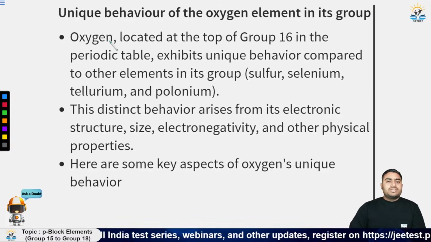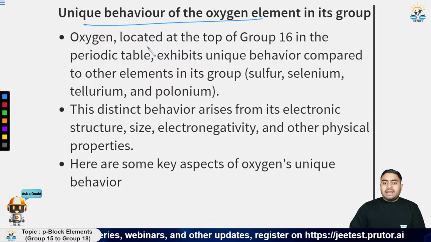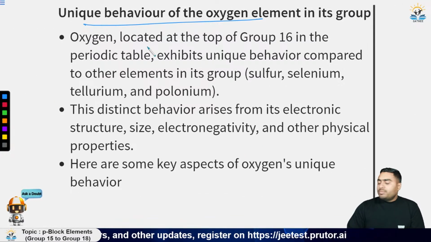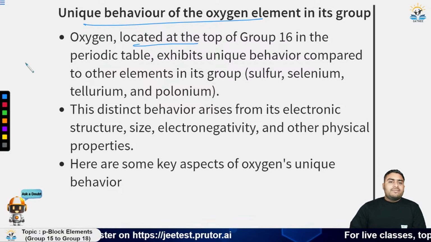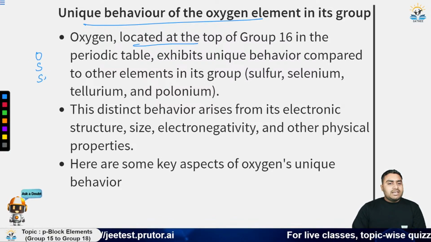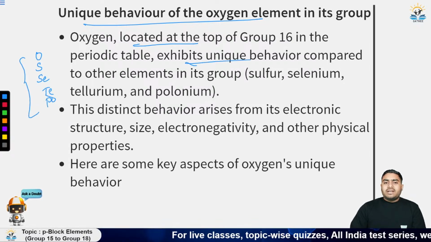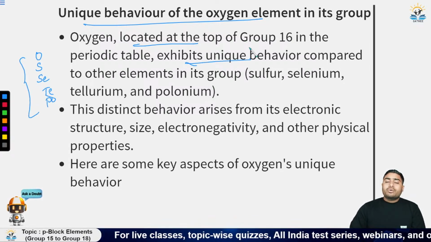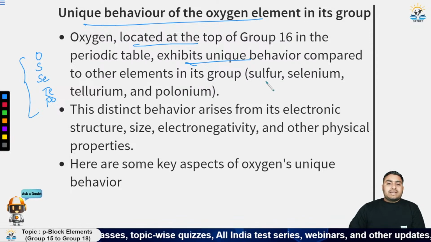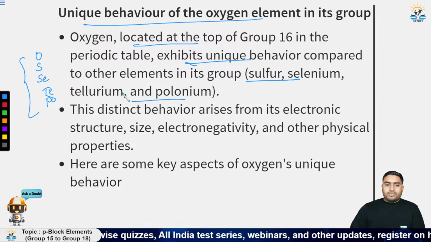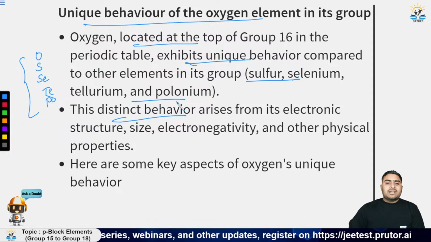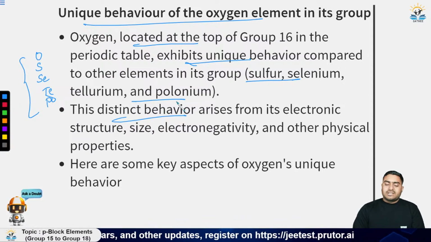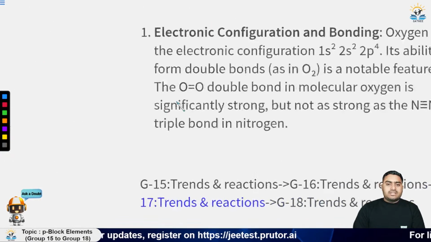Okay, next one is the unique behavior of the oxygen element in its group. Oxygen is located at the top of group 16, as you know very well. First is oxygen, then sulfur, then selenium, then tellurium, then polonium. In the periodic table, it exhibits unique behavior compared to other elements in the group. The distinct behavior arises from its electronic structure, size, electronegativity, and other physical properties. So some key aspects you can see here.